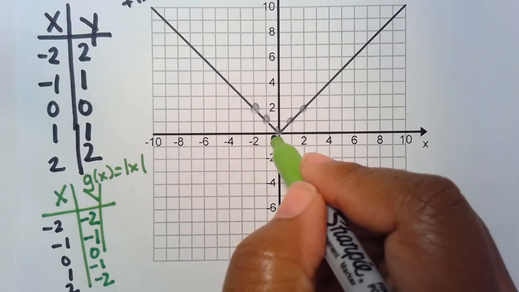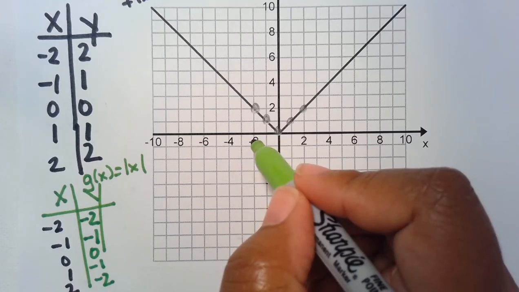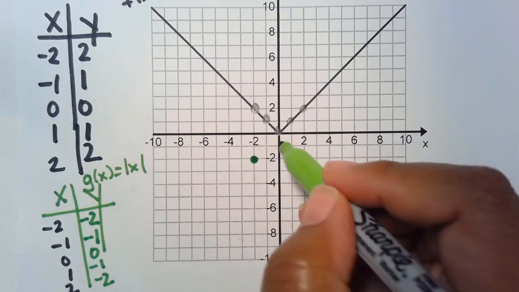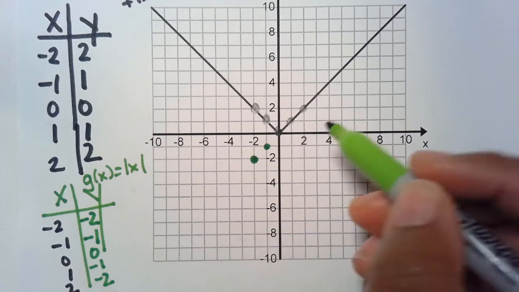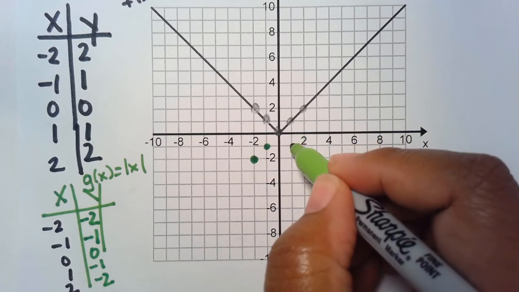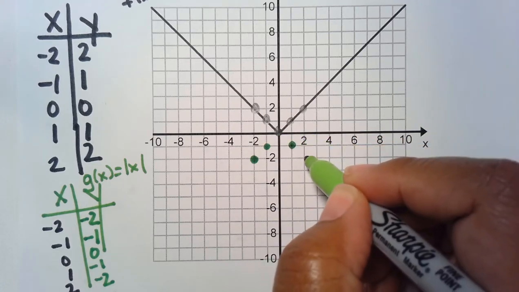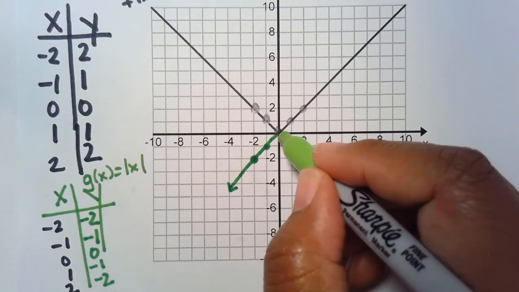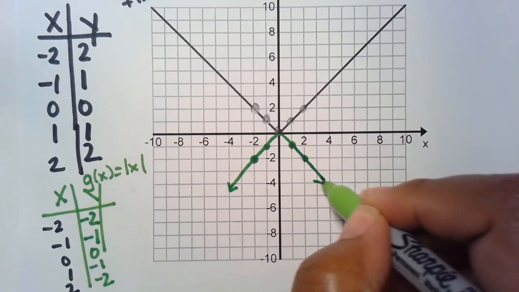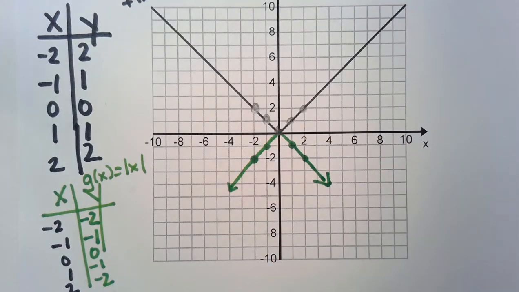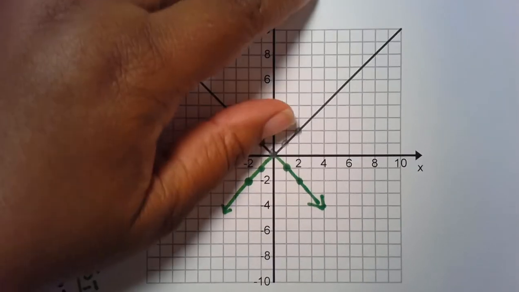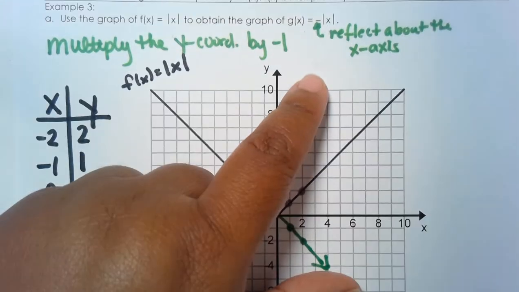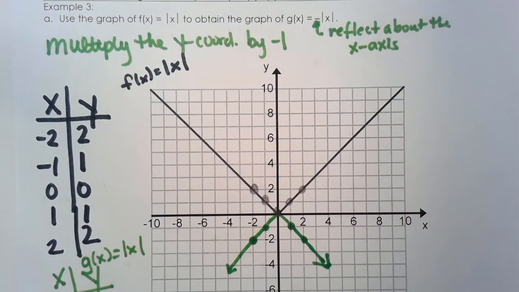So here we have -2, -2, -1, -1, 0, 0. We have 1, -1, and we have 2, -2. So take a look. And this is how, when there is a negative in front of the grouping symbol, our graph is going to reflect about the x-axis.